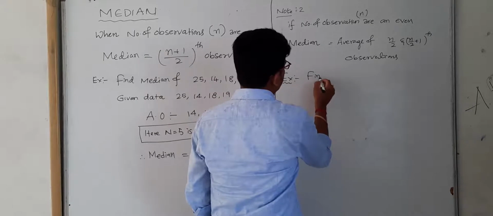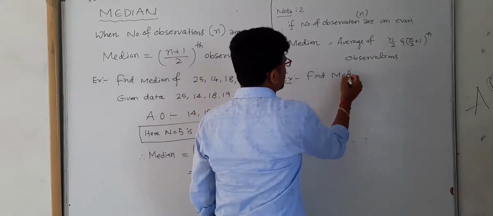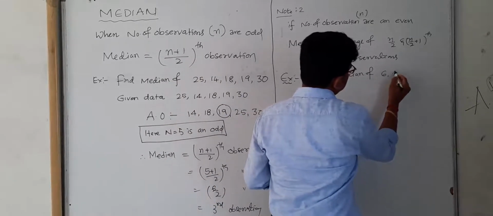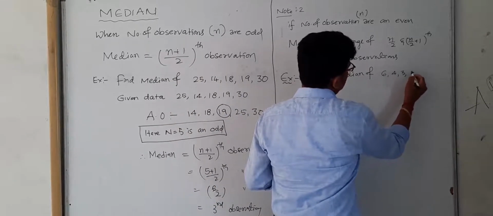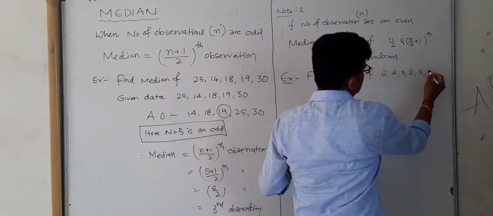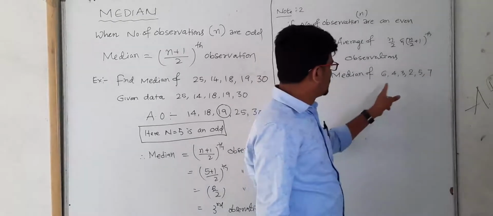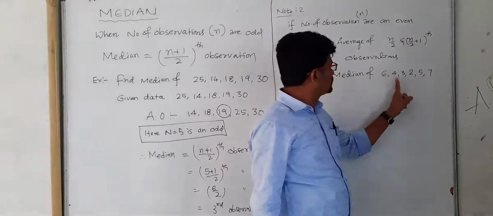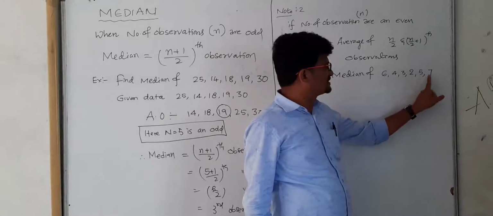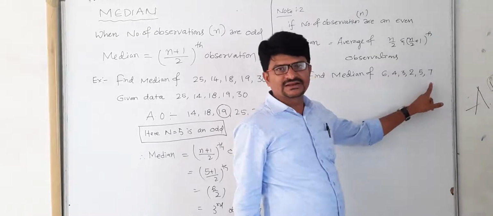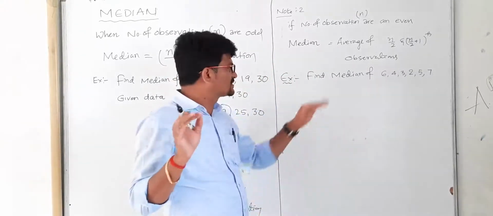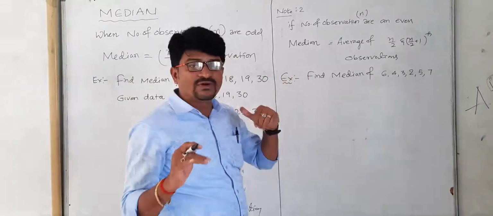Find the median of 6, 4, 3, 2, 5 and 7. See, look here. How many observations are given here? 1, 2, 3, 4, 5, 6. 6 observations I have given. 6 is an even number. That is why, now how will you find the median?